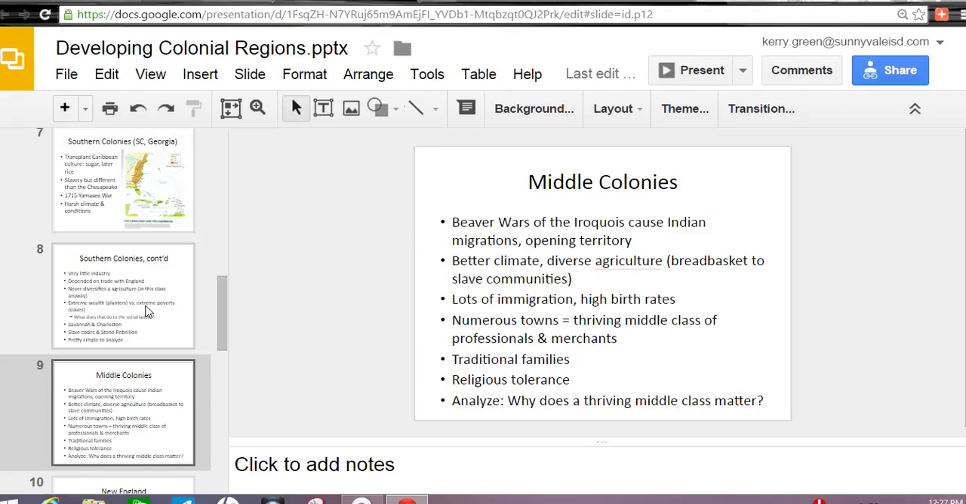In fact, you're going to have a few large landowners and a few people that are the big wigs of the community. But for the most part, what you have is this huge group of middle class that are really the backbone of this particular community in the middle colonies. Very traditional families, lots of families because there's a huge population. And religious tolerance. If you remember from the map I showed you a little bit ago, that area has a ton of religious diversity. And so the general attitude is, well, we have to tolerate everybody because everybody believes something a little bit different.